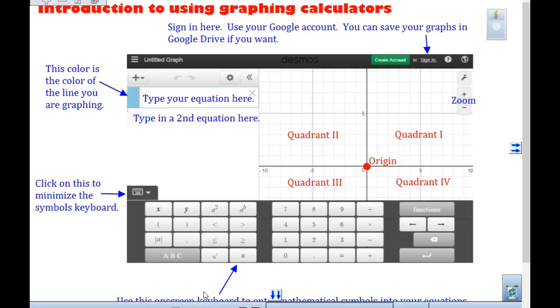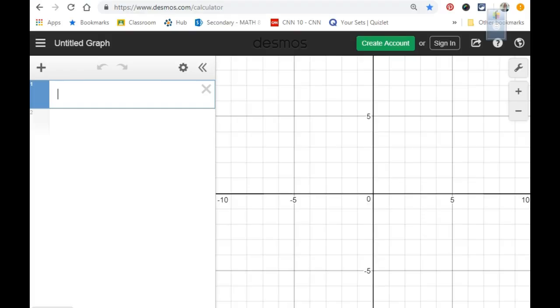Nope, not student.desmos. Just type in Desmos, DESMOS.com. And it'll say Start Graphing, and you're going to say Start Graphing. So yours should look, if I am looking at yours, a lot like mine at this point, right?